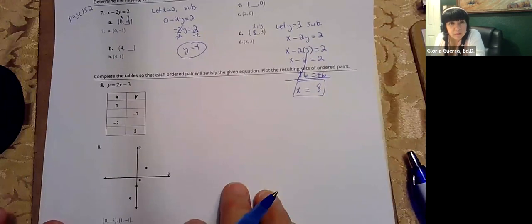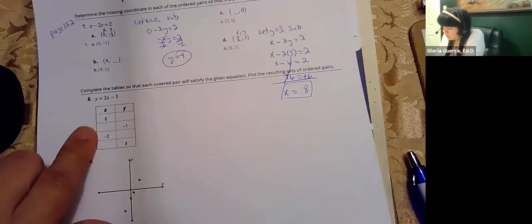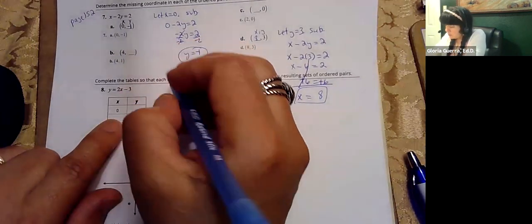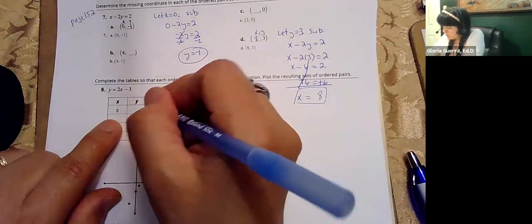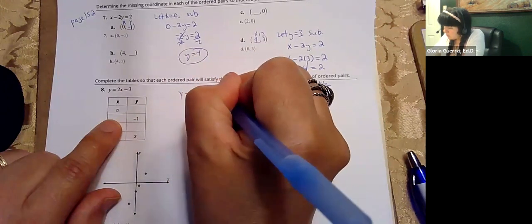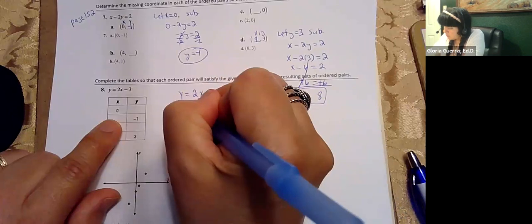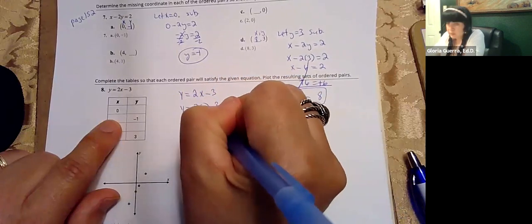And the last one we'll do is number 8. Complete the table so that each ordered pair will satisfy the given equation. Plot the resulting sets of ordered pairs. Here they want you to plug in x is 0 and then find out what you get for y. So y equals 2 times x minus 3. y equals 2 times 0 minus 3. y equals minus 3.